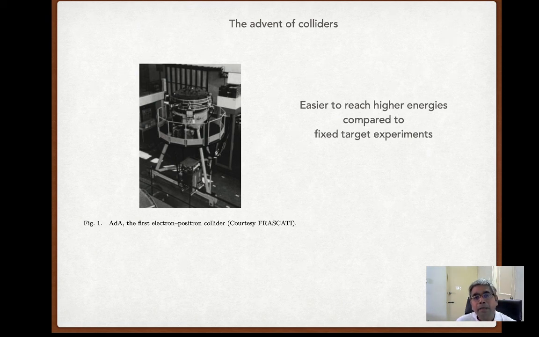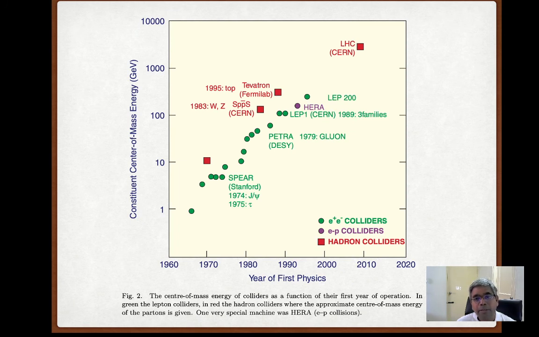Here I give you a very nice short history of the colliders. You can see that there are colliders right from the 60s all the way up to the present. There are various discoveries associated with the colliders. The green ones are e+ e- colliders, and then there are colliders called ep colliders, electron and proton colliders. One of the most important ones is the HERA experiment at DESY. And then there are the hadron colliders, which are essentially proton-proton or proton-antiproton, like the Tevatron. All of them have led to discoveries.